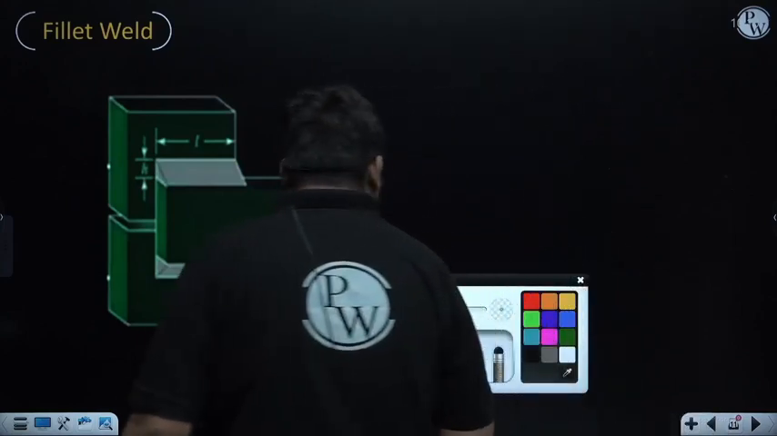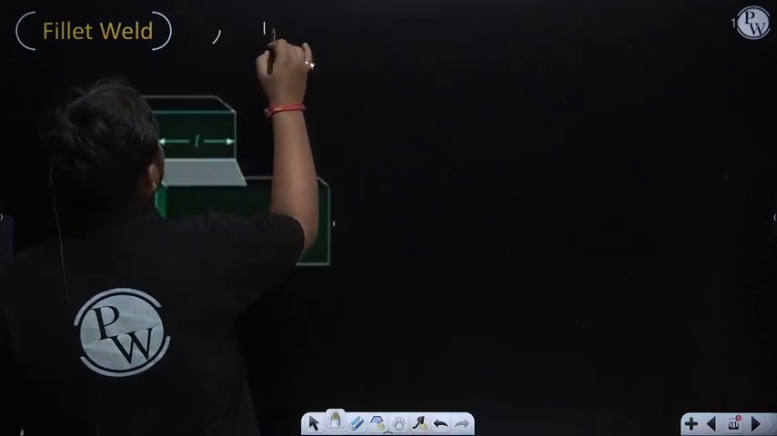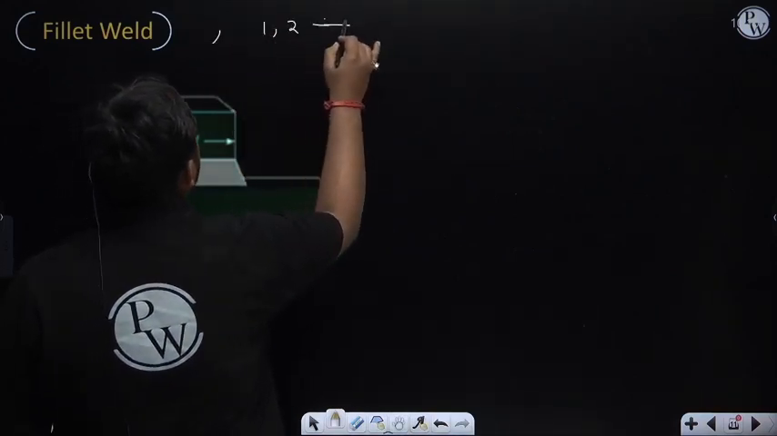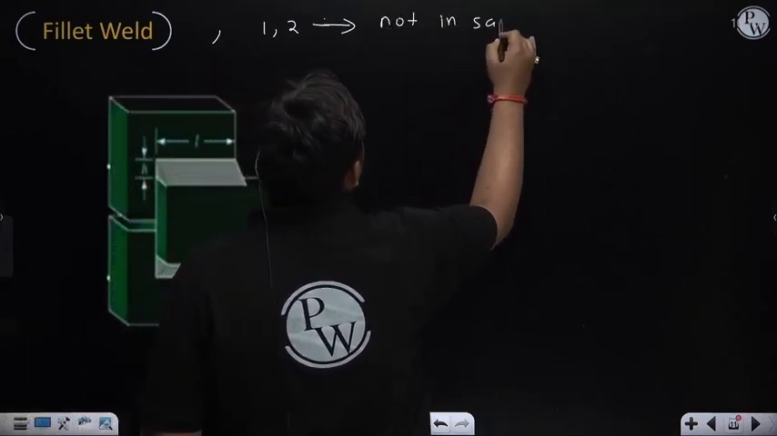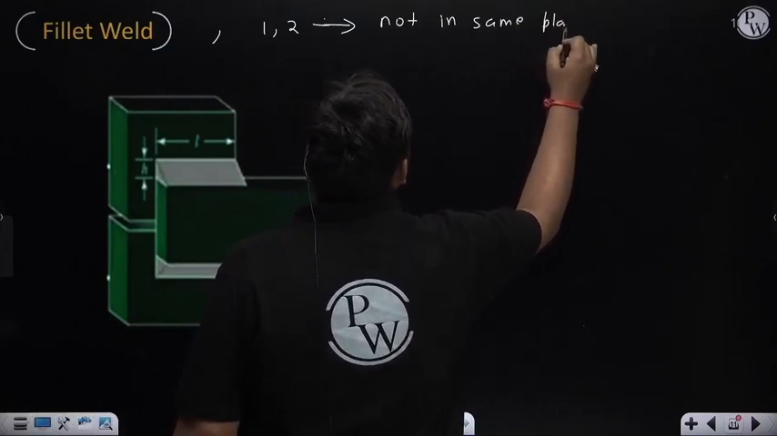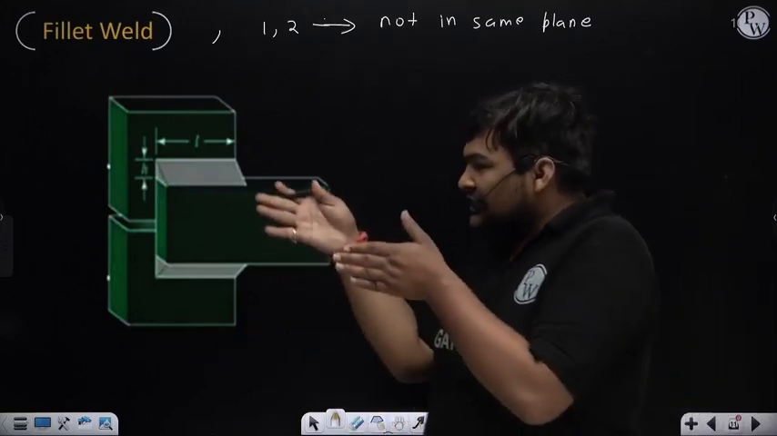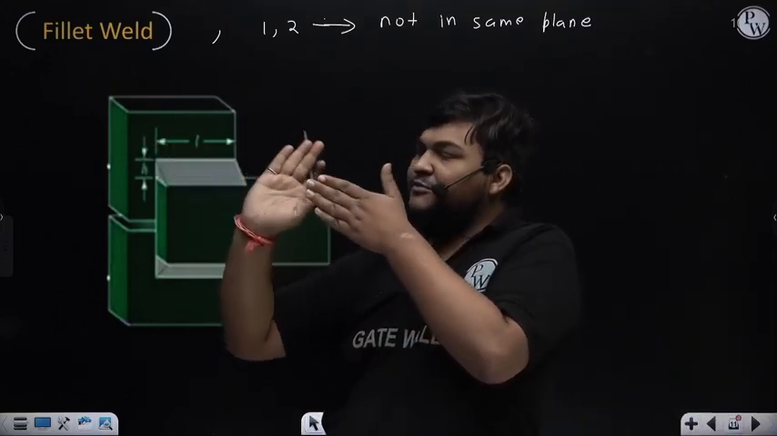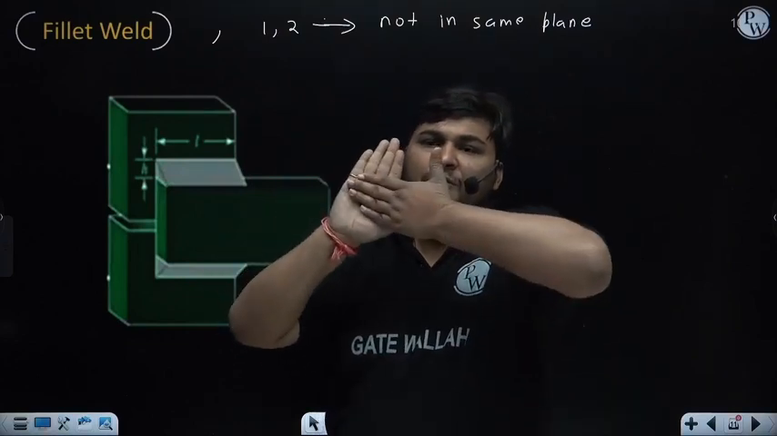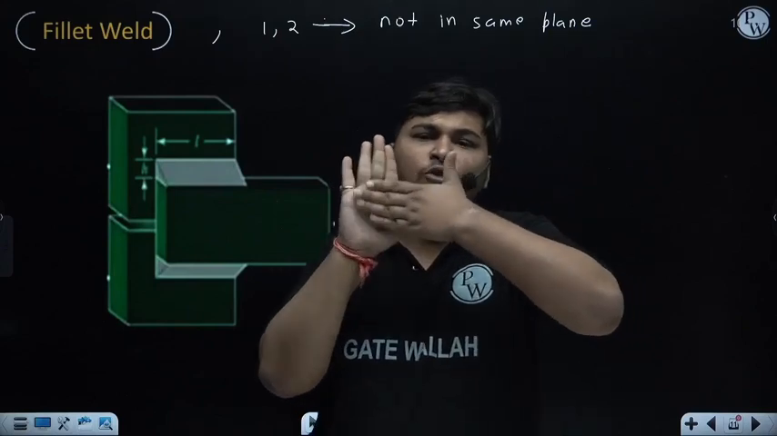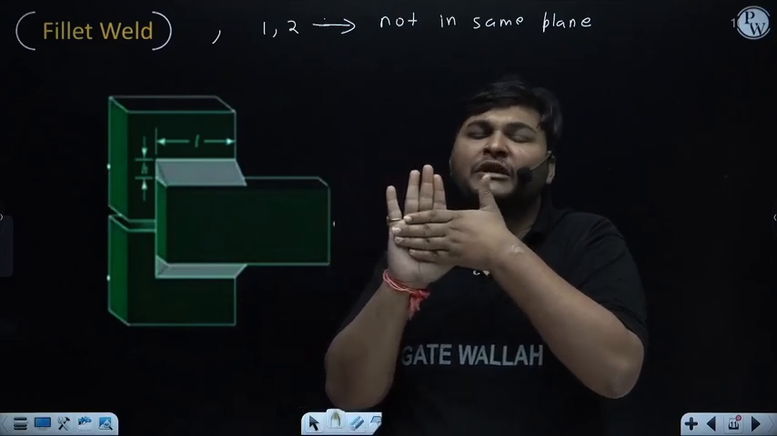So if two plates 1 and 2 are in the same plane, then the joint is known as a butt weld joint. Similarly, if two plates 1 and 2 which we are connecting through a welded joint are not in the same plane, then the weld joint between those two plates is known as fillet weld. Very simple. In this diagram you can imagine this is plate 1 and this is plate 2. You can see plates 1 and 2 are not kept in the same plane, and since they are not in the same plane, the welded joint between them is known as fillet weld.